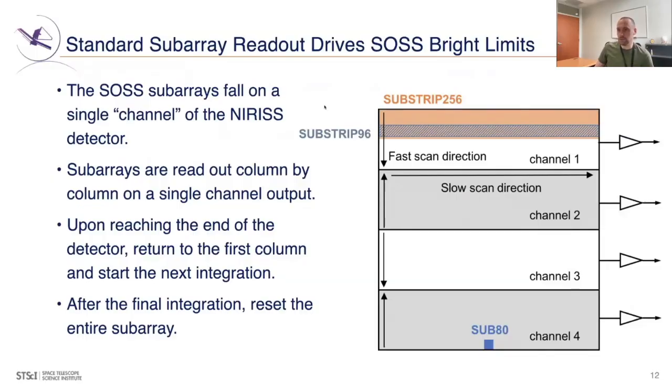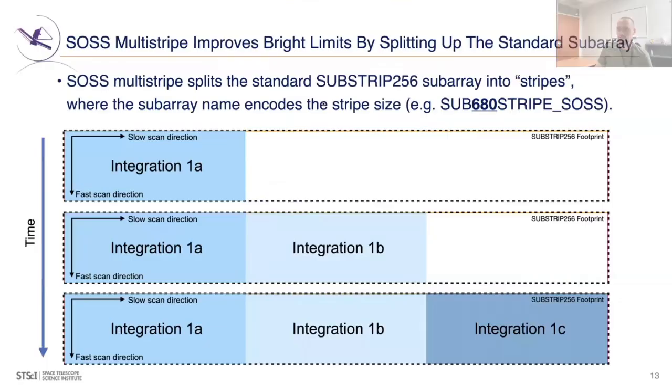Okay. Multistripe is a little different. It's a different paradigm, so you won't be too familiar with it. We're now splitting the regular SUBSTRIP256 subarray into stripes, hence multistripe. And the subarray name that you'll use encodes the stripe size. So here's an example for SUB680STRIPE_SOS.